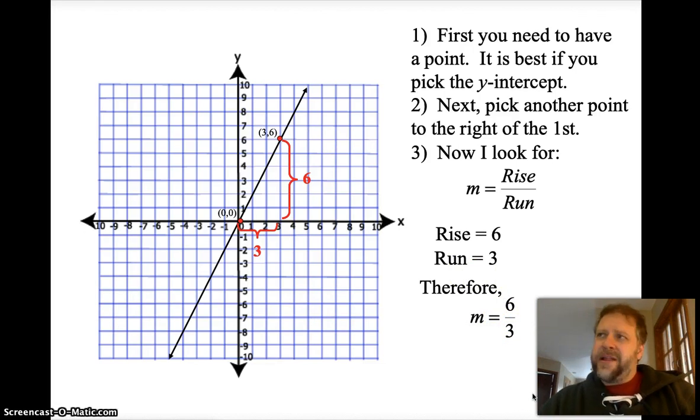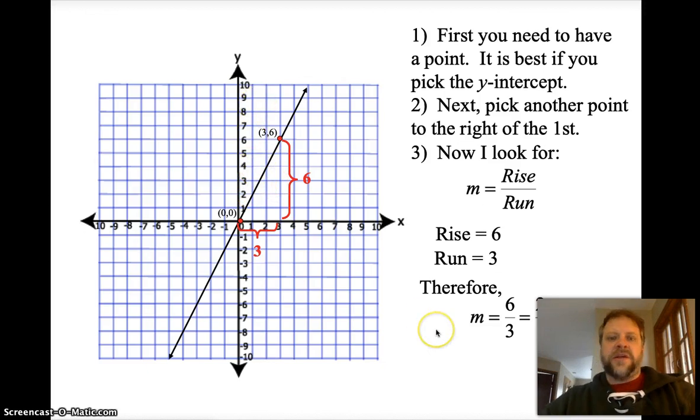6 over 3, that's a hard number for me to picture in my head. But if I do the division, if I make this into simplest form, I know that 3 goes into 6 2 times. Therefore, 6 divided by 3 is 2. 2 over 1, I could simplify, which is the same thing as 2. So the slope in this case is 2. And I can look at that because it goes over 1 and up 2, over 1 and up 2. It's going up 2 every time I go over 1.